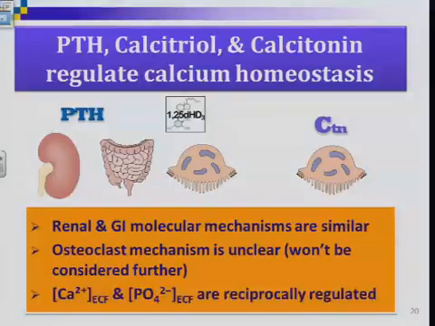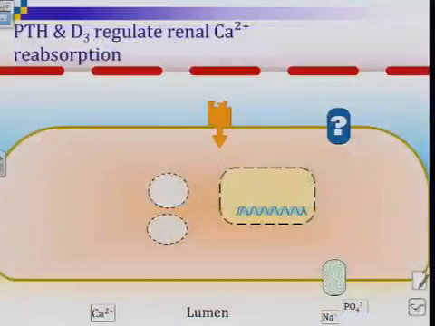Okay. And we go back to one of our original principles that is going to be necessary to keep in mind to understand how these hormones are working, which is that calcium and phosphate in the extracellular fluid are reciprocally regulated. When one goes up, the other has to go down. So this is in the kidney, where parathyroid hormone and vitamin D3 regulate calcium reabsorption. Okay, so here's the lumen down here, and the extracellular fluid on the basolateral side. The bloodstream's up here.